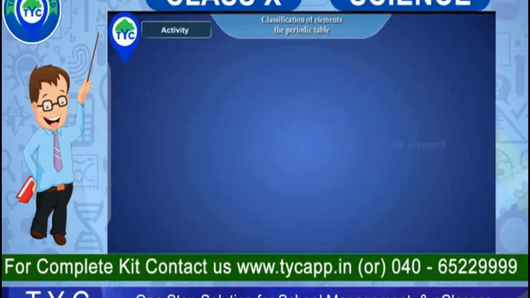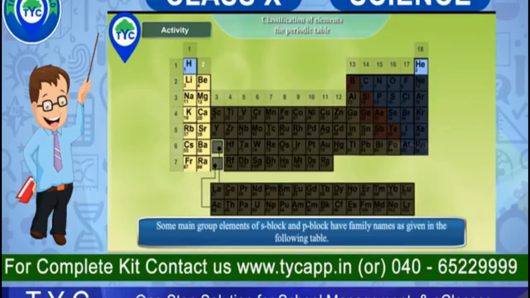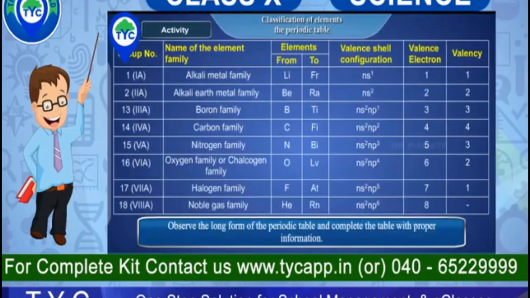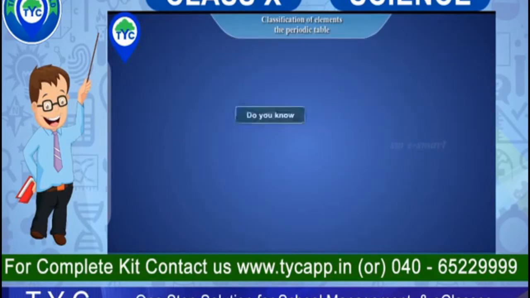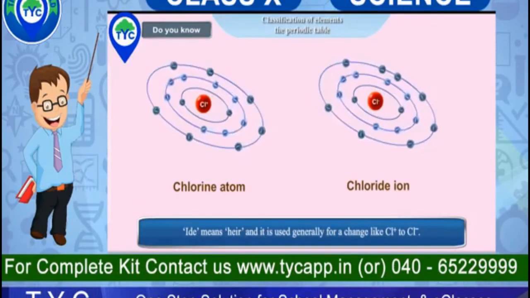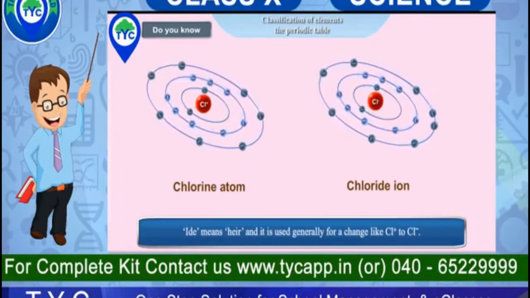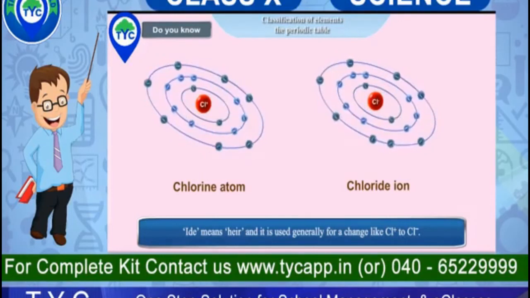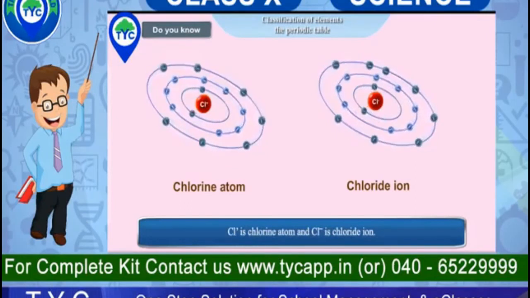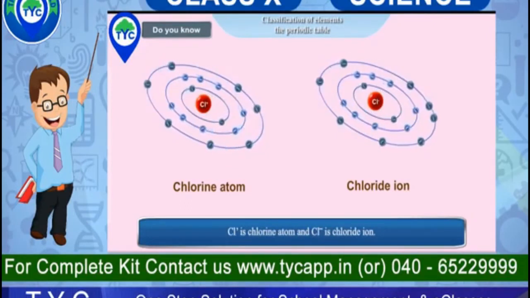Activity. Some main group elements of s block and p block have family names as given in the following table. Observe the long form of the periodic table and complete the table with proper information. Do you know? IDE means hair, and it is used generally for a change like Cl to Cl minus. Cl is chlorine atom and Cl minus is chloride ion.